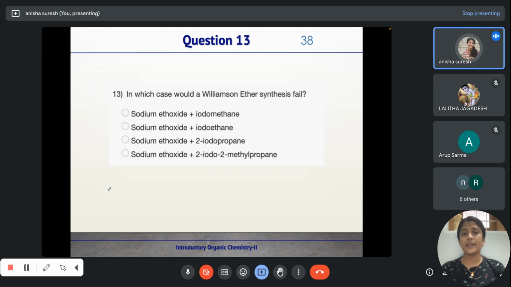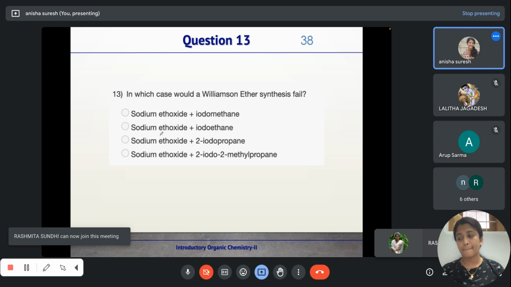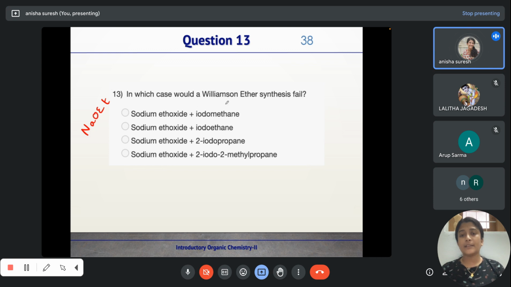Now coming to question number 13. In which case would a Williamson ether synthesis fail? So here all the bases or the starting material is the same. Option D, NaOEt. Here the only difference is with the alkyl halides.